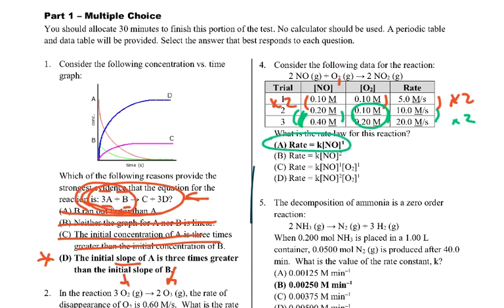So as soon as we found that NO is the first order, we know we can eliminate B and we can eliminate D. So the question is, is the O2 first order or 0 order? And we can see what happens here is that it's got to be 0 order.